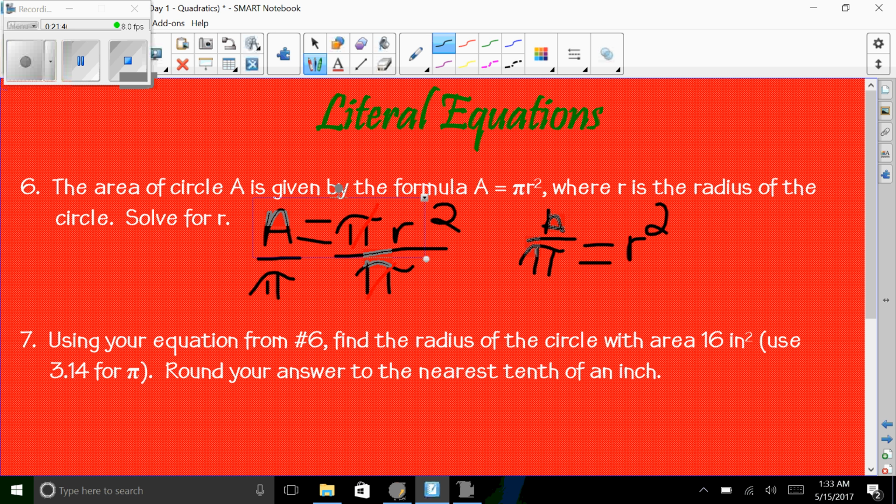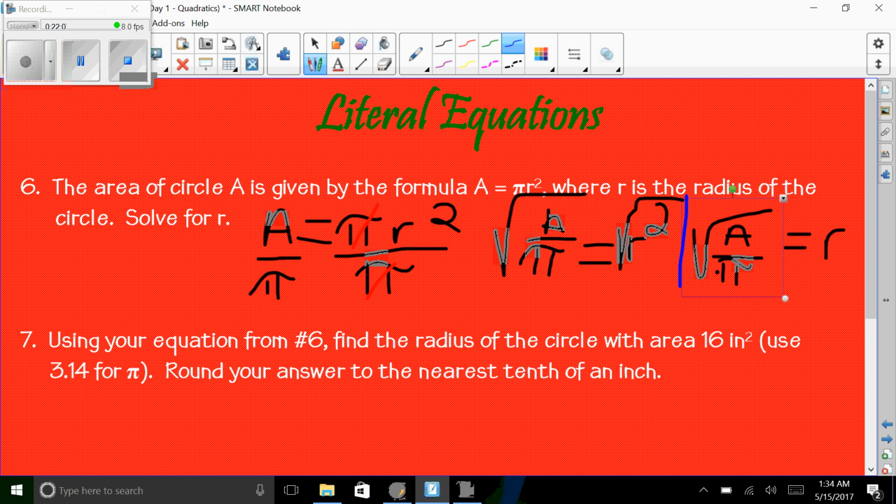Well, how do you get rid of the squared? The inverse operation of squared is square root. So take the square root of both sides. If you square root a squared, it just gets rid of the squared, and you're just left with square root of a over pi. And that's going to be your final answer.